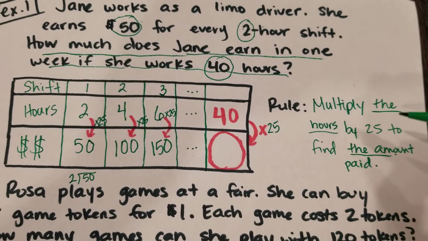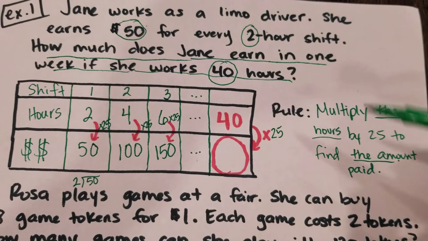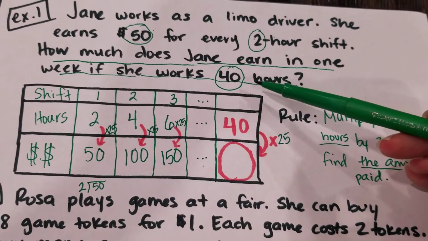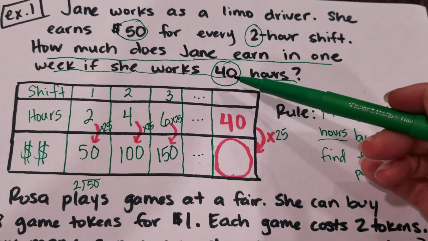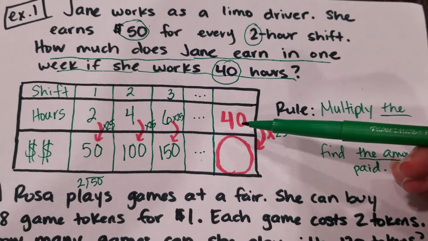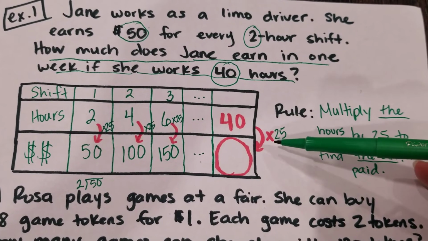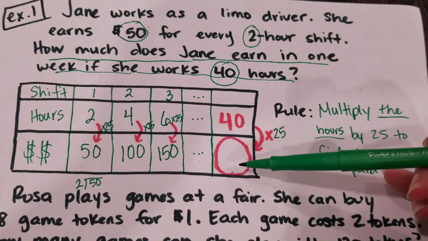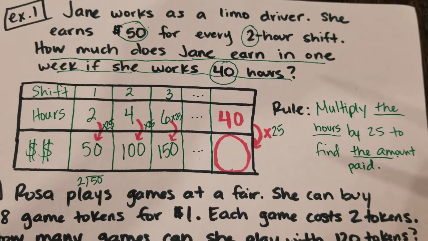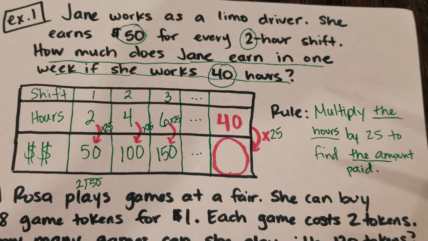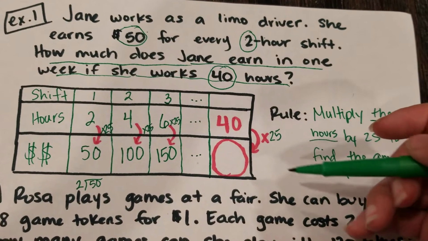Okay, almost done. We're not just writing the rule. Now we have to answer this question, right? How much does Jane earn in 1 week if she works 40 hours? So we got 40 on the hours line. We've got to times it by 25 to find out how much money she earned. I will do side work on this one, because some of us will need it.